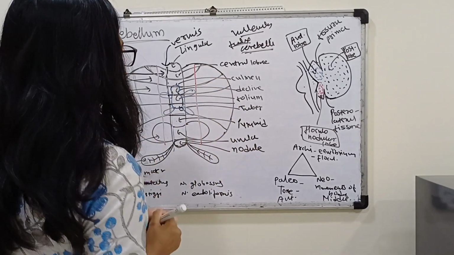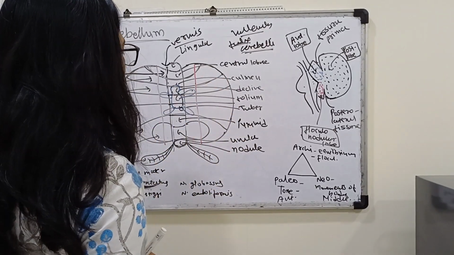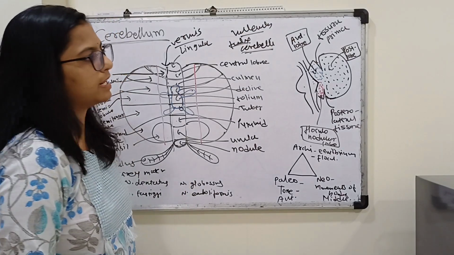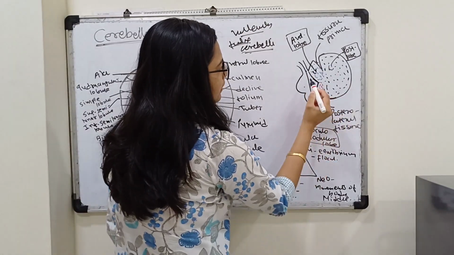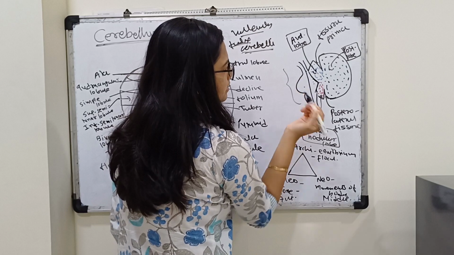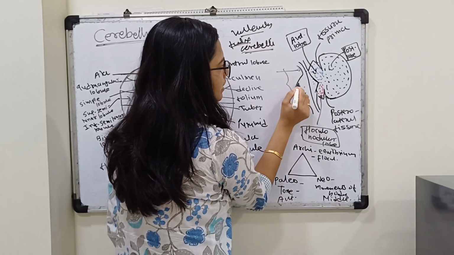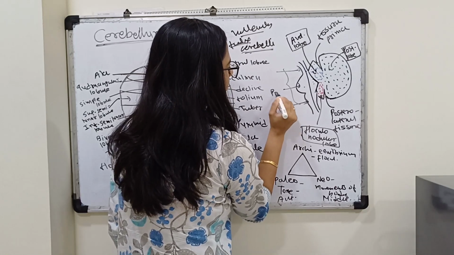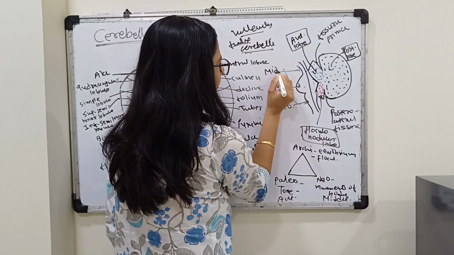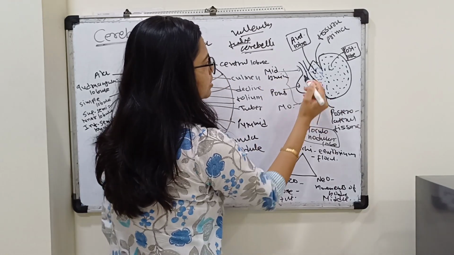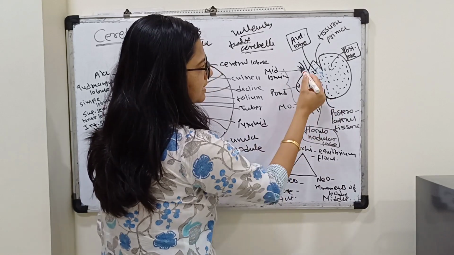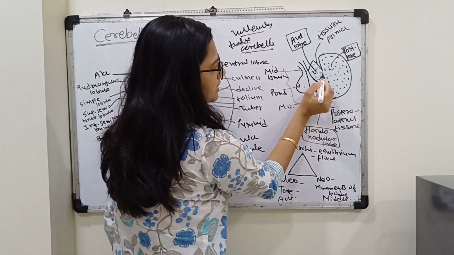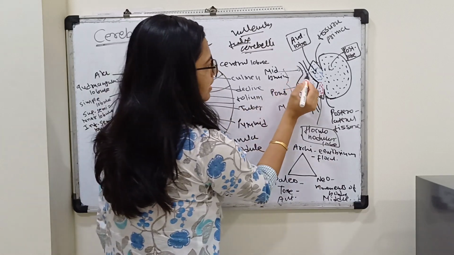So this is about the divisions of the cerebellum. Next, connections of the cerebellum. Cerebellum is connected with the brainstem. Okay, this is the brainstem, this is the midbrain, this is the pons, and this is the medulla oblongata. So midbrain, pons and medulla, this is the brainstem. So cerebellum connects with the brainstem.